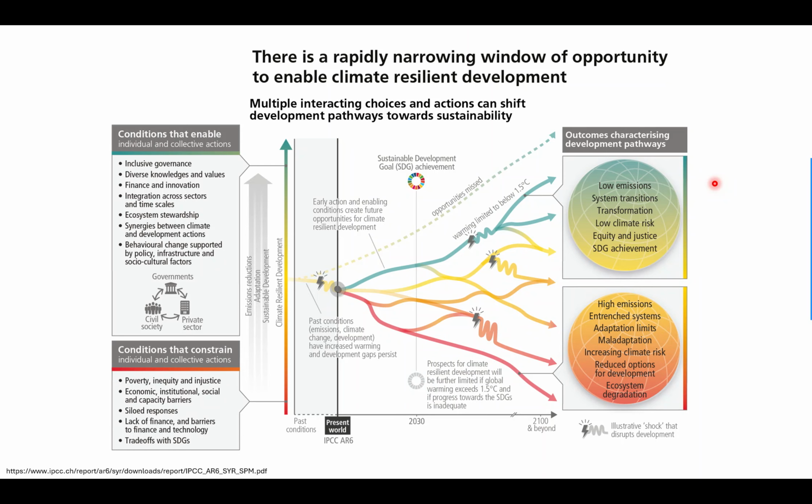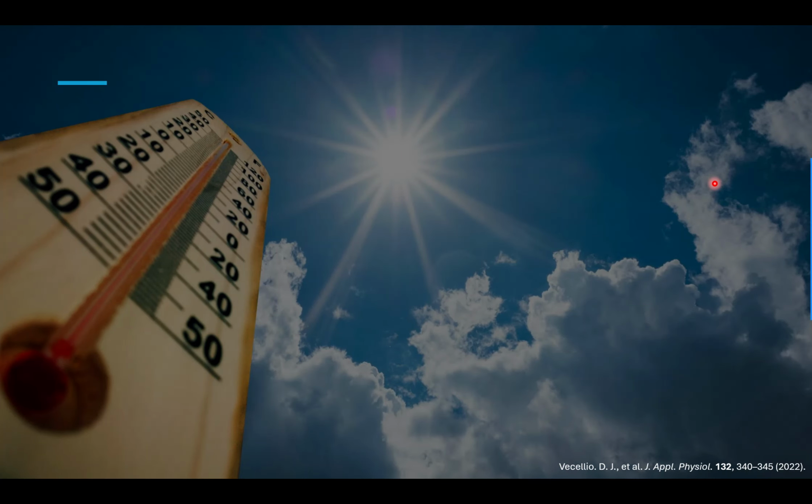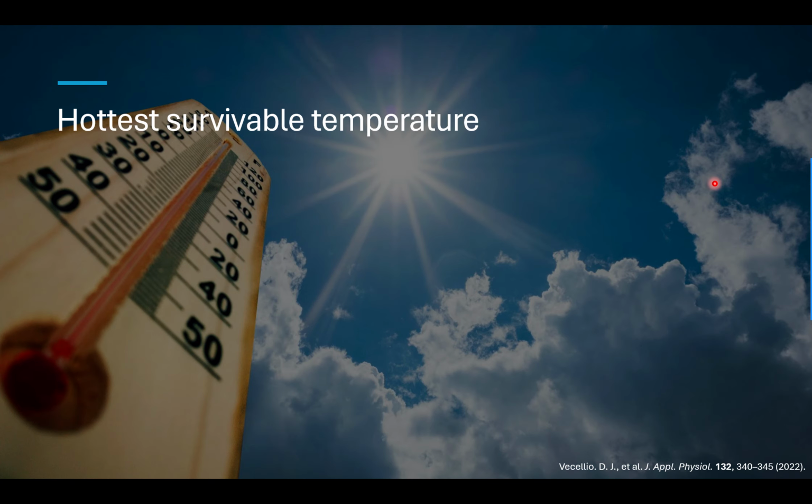Yeah, just a thing before we try to wind it up. So what do you guys think? We know that the temperatures are rising, climate change is happening, and it is having a lot of effect. What do you think is the hottest survivable temperature for a human, for us? What do you think is the temperature beyond which humans will just die if we are exposed to it for so long?